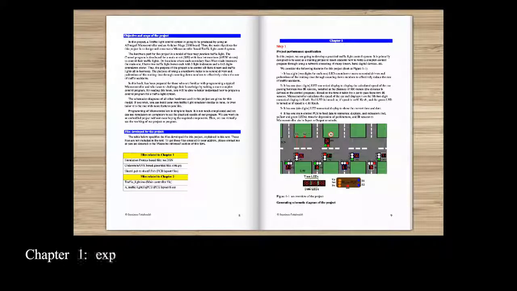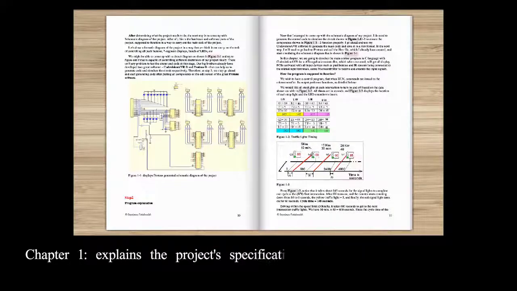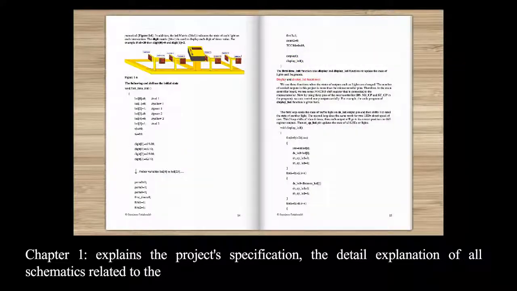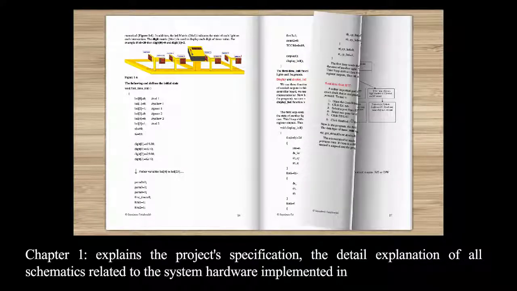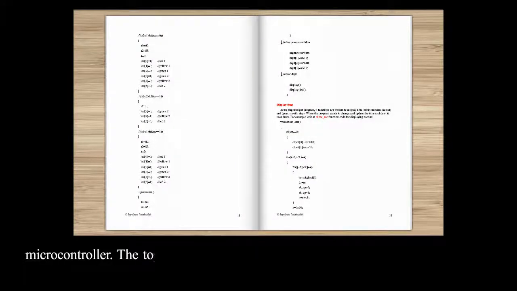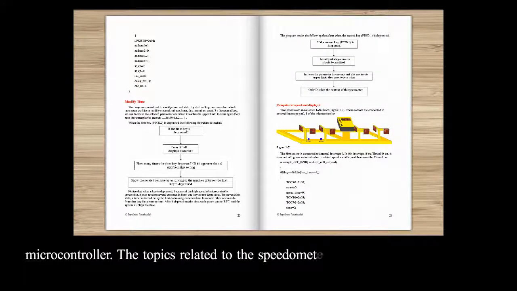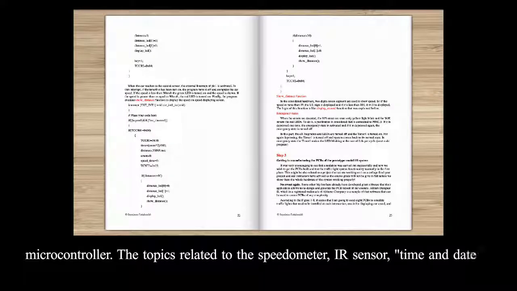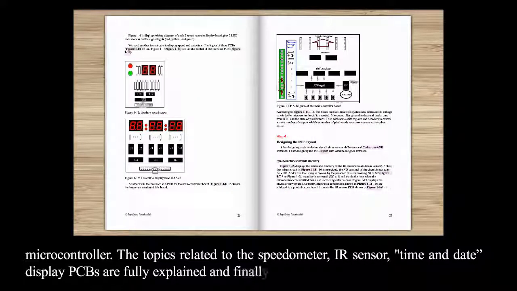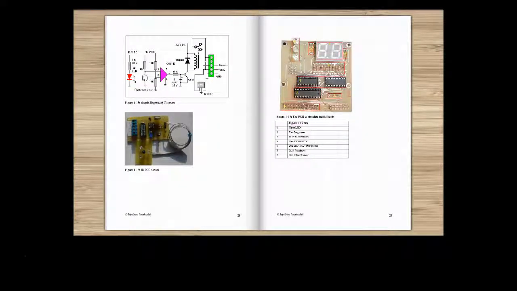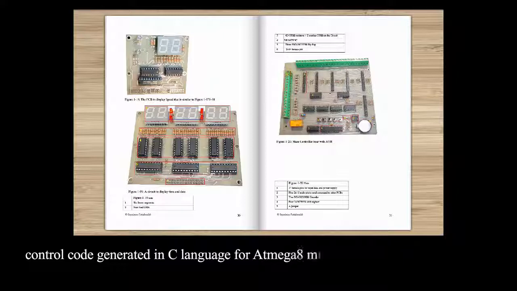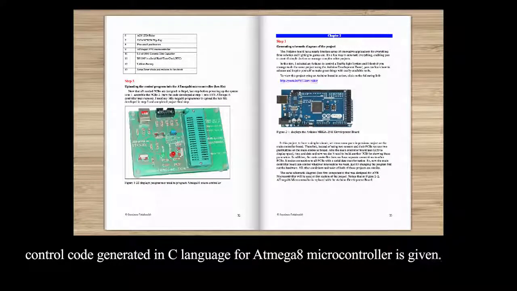Chapter 1 explains the project's specification and the detailed explanation of all schematics related to the system hardware implemented in this project for the Atmega8 microcontroller. The topics related to the speedometer, IR sensor, and time and date display PCBs are fully explained, and finally, a complete explanation of the control code generated in C language for the Atmega8 microcontroller is given.